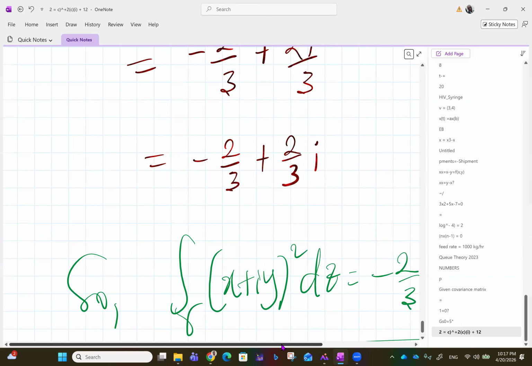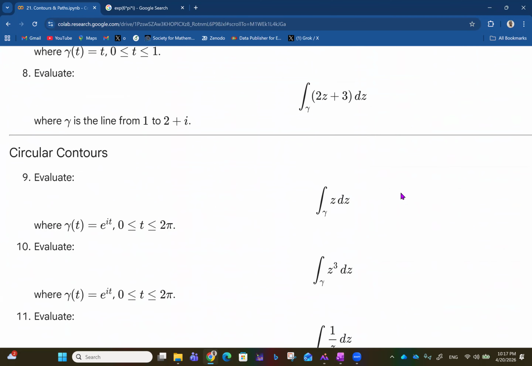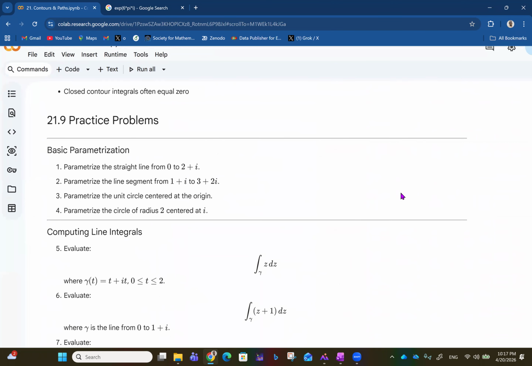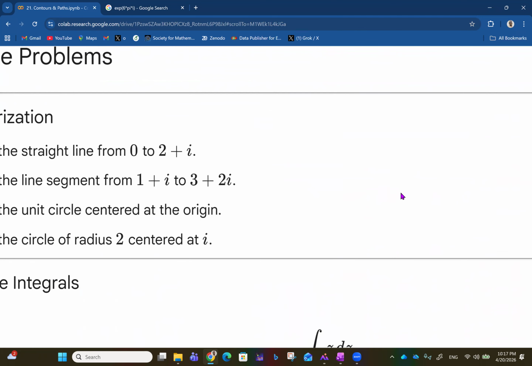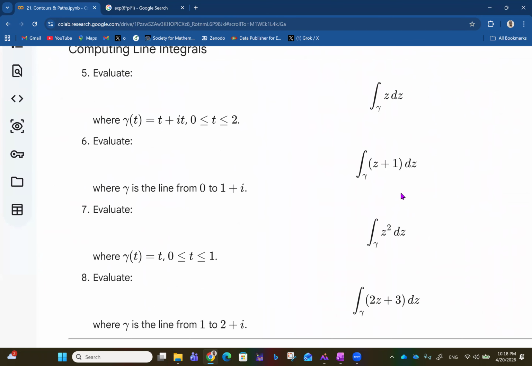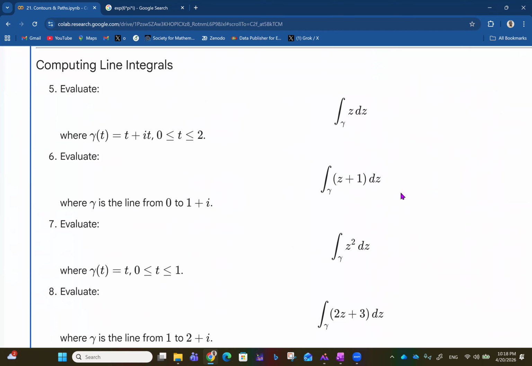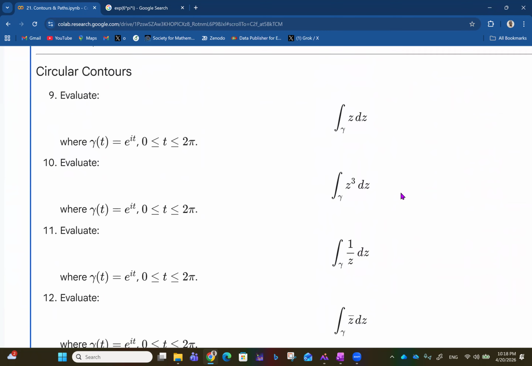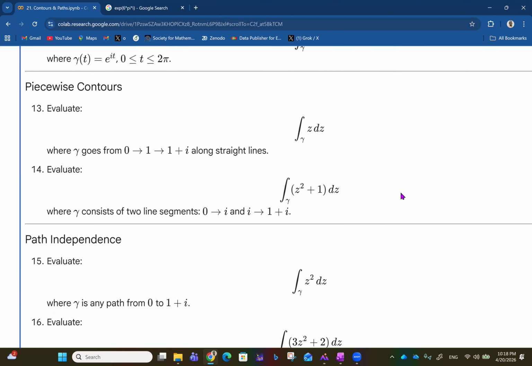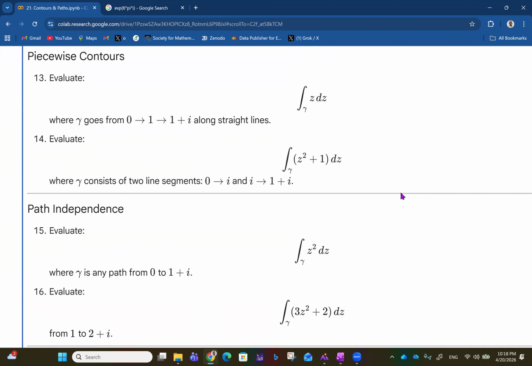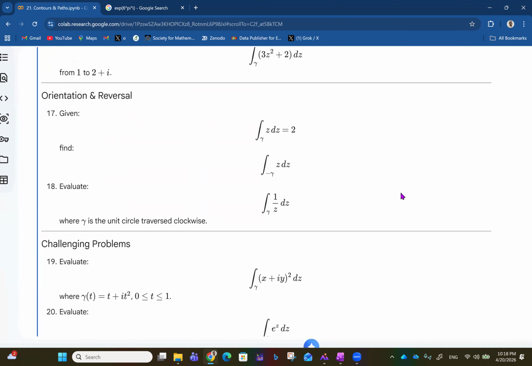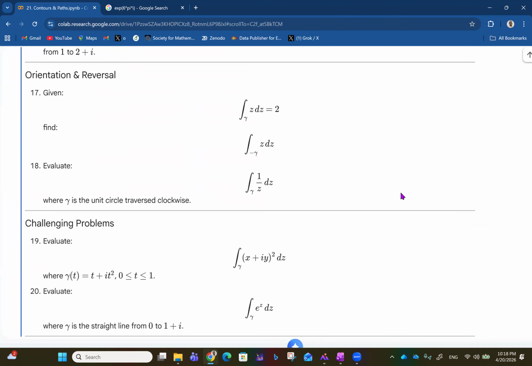All right, so with this, we come to the end of this. Let me flash the problems again. Try your hands on this and let's see how well you get the gist. So here we have the questions. Question 1 to 4 as usual, like I showed before. Then basic parameterization, then computing line integrals. We have all of that from 5 to 8, and then circular contours. We have 9 to 12. Then piecewise contours. Okay, we can fit piecewise contours and path independence together. That's 13 to 16. And then for the rest, you have 17 to 20. We're talking about orientation reversal and challenging problems.